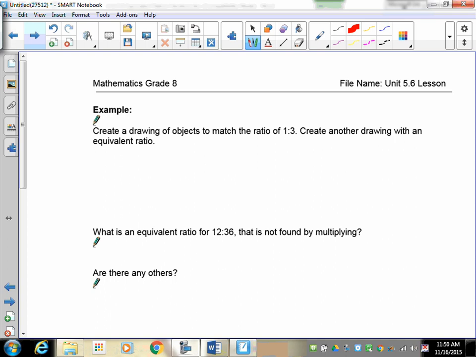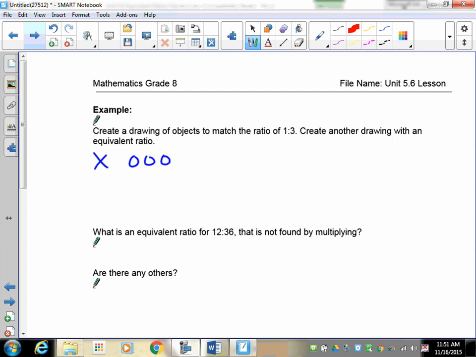All right, here we go. I want you to create a drawing of objects to match the ratio of 1 to 3, and then I want you to draw another drawing with the same equivalent ratio. And you can use whatever you wish for your ratios. So go ahead. There we go. You should be done by now. So I have to create 1 to 3. Well, I like X's and O's, so here's my first one, 1 X, 3 O's. Now, there's the first drawing.